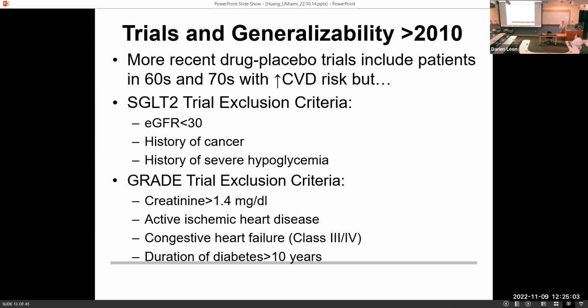And some of these trials still have exclusion criteria that are important for the patients that we see in front of us. So for example, the SGLT2 trials have generally excluded people with eGFRs below 30, history of cancer, and history of severe hypoglycemia. They still don't want people with a lot of the side effects that would be expected from diabetes medications. The recently published GRADE trial also excluded people with creatinine over 1.4, active ischemic heart disease, congestive heart failure, and people with diabetes over 10 years of duration.